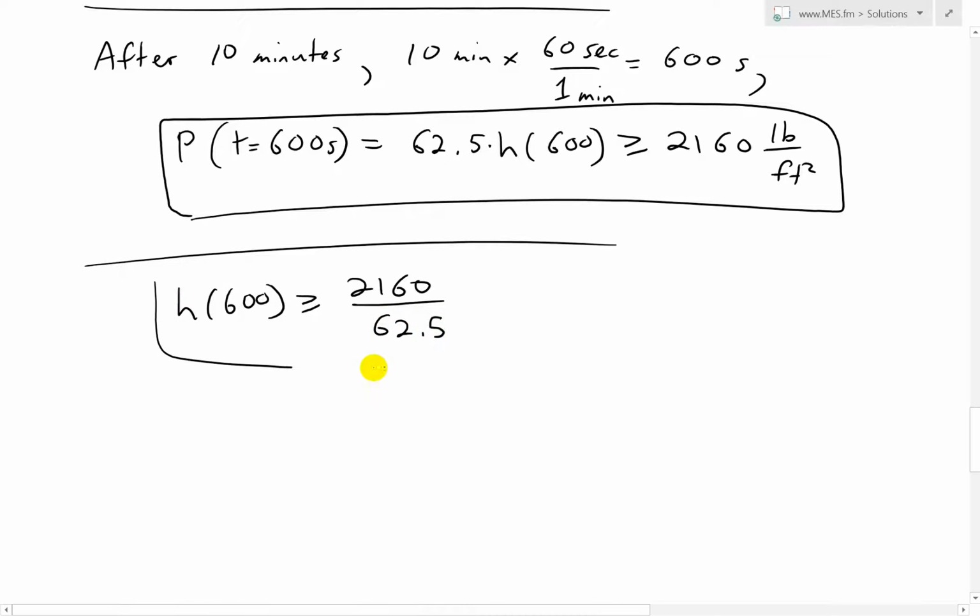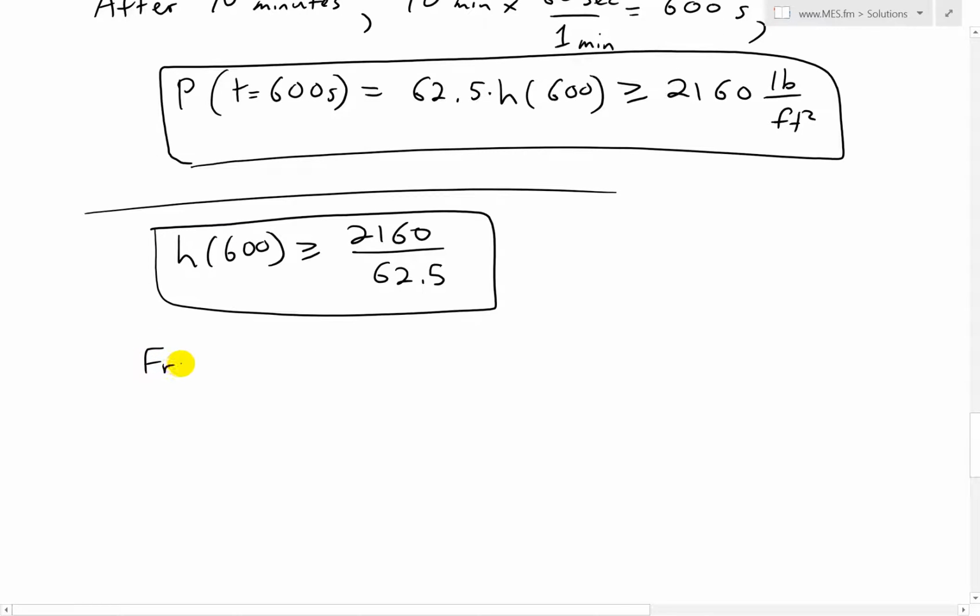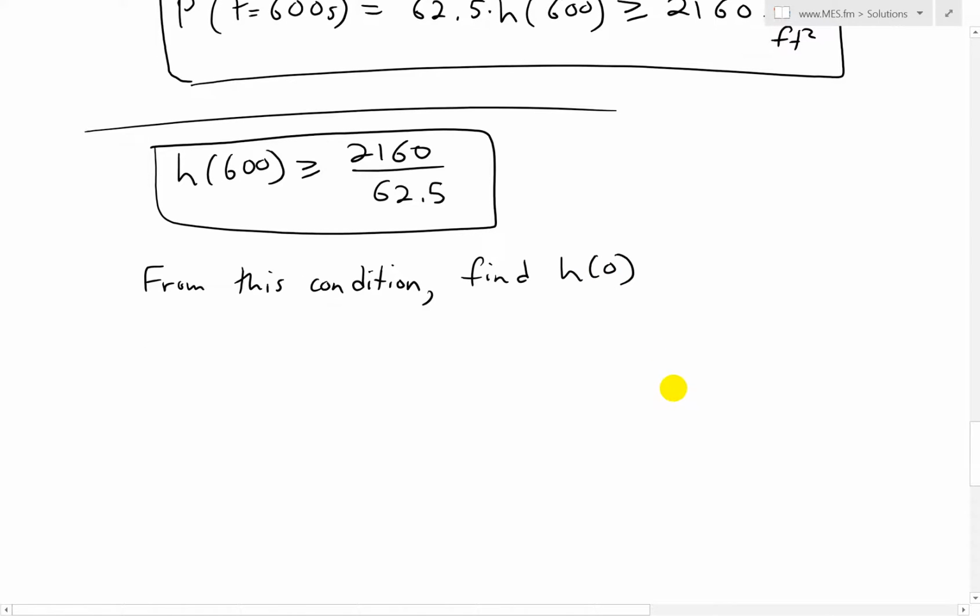So we are given this condition right here. And now the question we need to ask is, from this requirement that we need to meet, we need to find the H of the tank, which is H0. So the height of the water at t equals 0, assuming the tank is completely filled. If it is, then that's just the height of the tank.